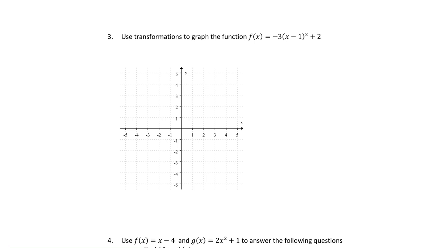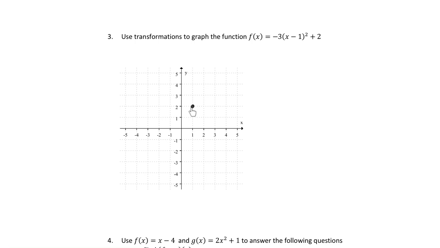So we're graphing a function here that's a quadratic function, so it's a parabola, and it says to use transformation. So there's a transformation here, 1 unit to the right, and then 2 units up. So there's the vertex, 1 unit to the right, 2 units up. So there's the vertex of the parabola. Now here is a vertical stretch, and then we have a reflection, a vertical reflection. So the parabola is facing upside down.